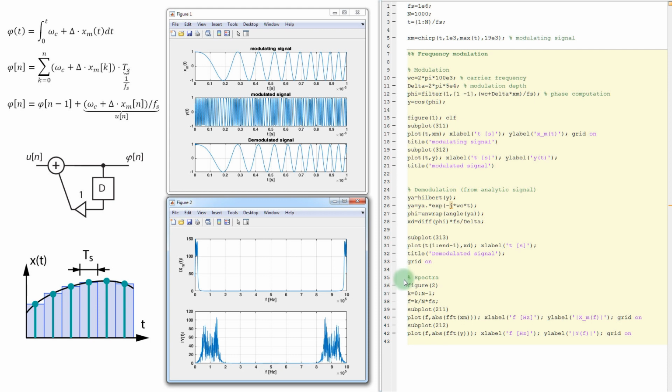Last, let's take a look at the spectra of our signals. So here I will plot the absolute value of the spectrum of the modulating signal. That is what you can see here. And here I'm plotting the absolute value of the spectrum of my modulated signal. And that is here. Note that the bandwidth occupied by the frequency modulated signal is much wider than the bandwidth that we had with the amplitude modulation. The frequency modulation is less spectrally efficient. So this is how you can do the frequency modulation and demodulation in Matlab.